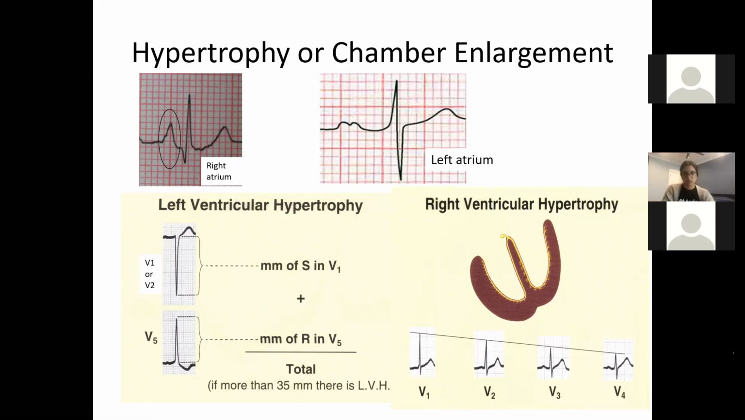And the reason why we don't is because there's not much muscle mass in the left and right atriums. So they often just enlarge and not hypertrophy because there isn't a lot of muscle mass there. So peaked prominent Ps indicate right atrial enlargement.